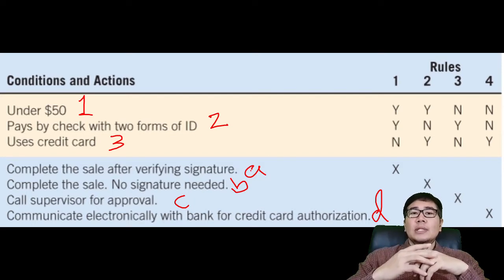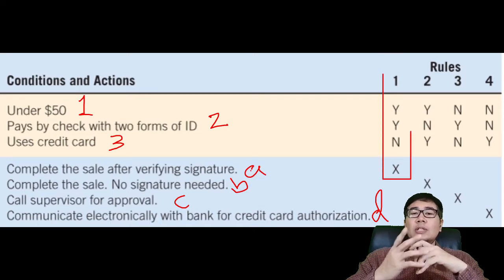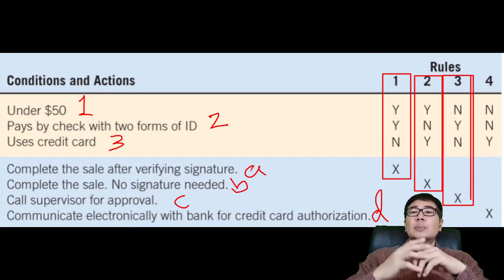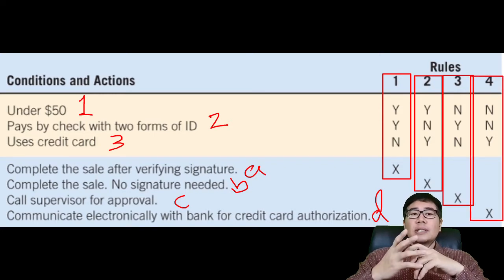The 4 actions and 3 conditions are connected to 4 different rules. Action A, when conditions 1 and 2 are met. Action B, when conditions 2 and 3 are met. Action C, when condition 2 alone is met. And action D, when condition 3 alone is met.